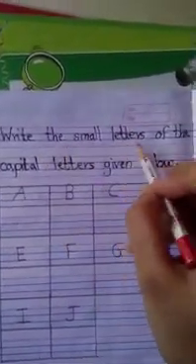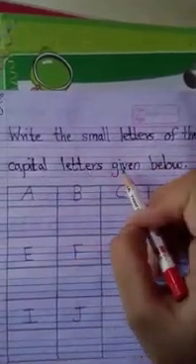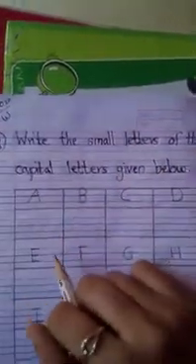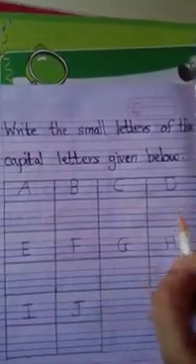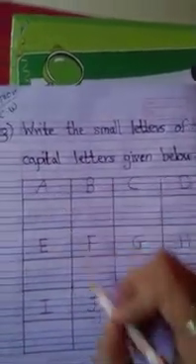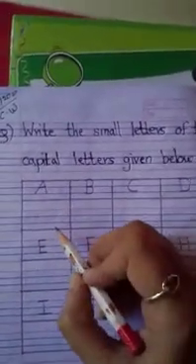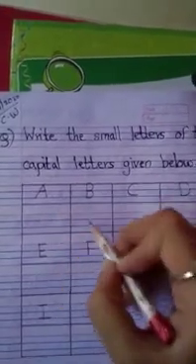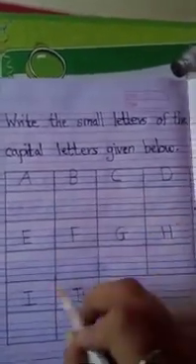Now we'll see the question. Write the small letters of the capital letters given below. So what we have to do? These are the capital letters A to J, and we have to write small a, small b in these columns. Okay?